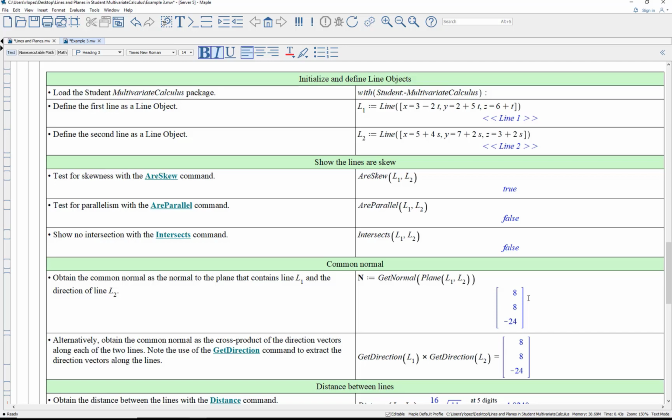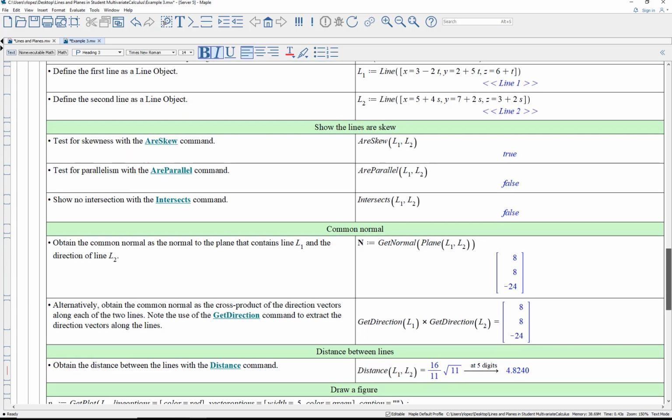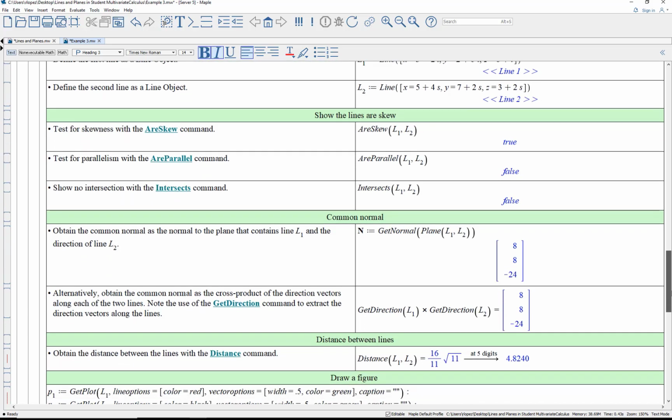You get the normal, or you get the direction from the first line and take the cross product with the direction from the second line. Those are the two methods for getting the normal. Distance is a command: distance between these two lines. Get 16 over the square root of 11.